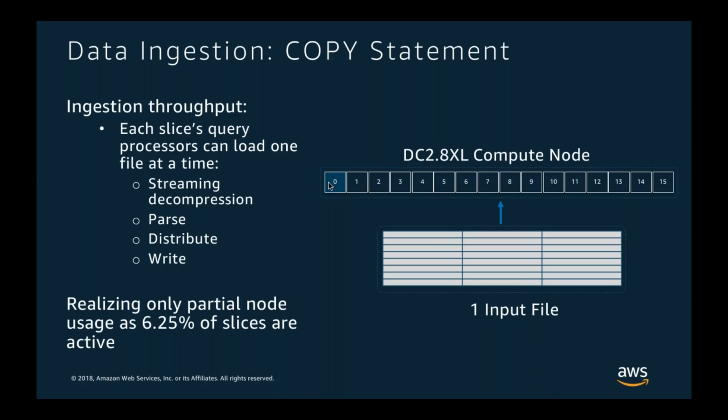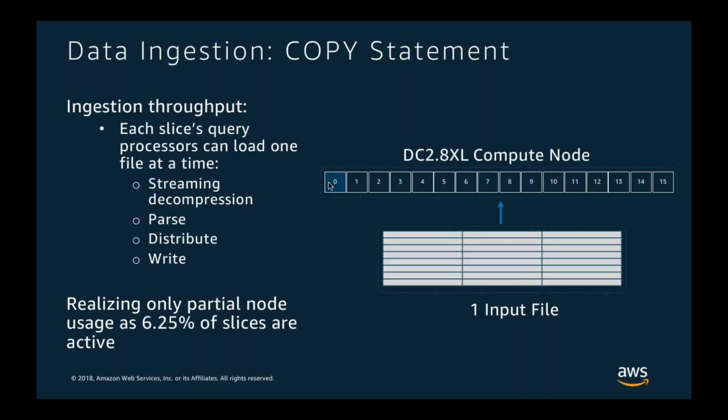Now, one thing to note here is that if you have a large cluster with many compute nodes, you have many slices, right? So here's an example where a DC2 has 16 slices on a single compute node. If I have one single file, a slice is going to pick up that file, and only one slice will load that file and distribute the data across the slices, right? So the other 15 slices are going to remain idle because only one slice is picking up the file.